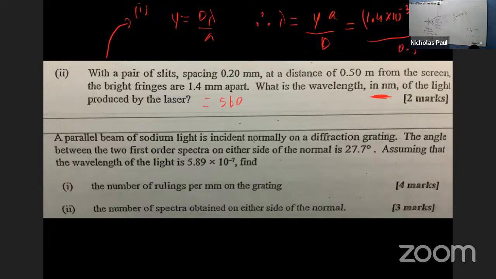You tell me, why is it nanometers? Why is it 1.44 millimeters? You got 560? Oh, yeah. I can put everything to meters. Nano, because I convert back to nano. Nano is 10 to the minus 9.